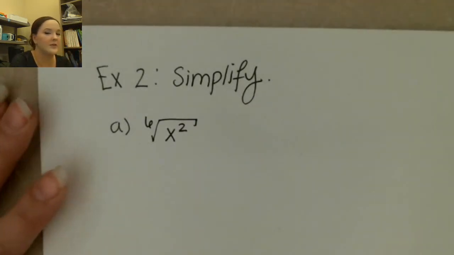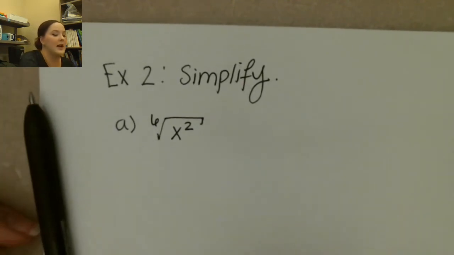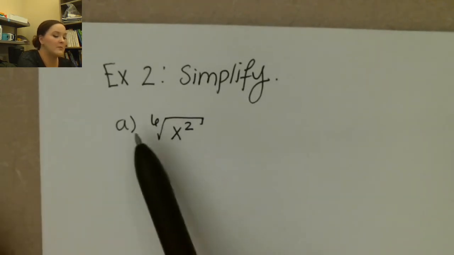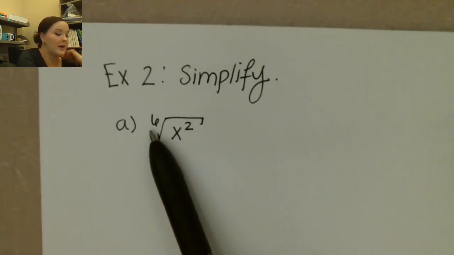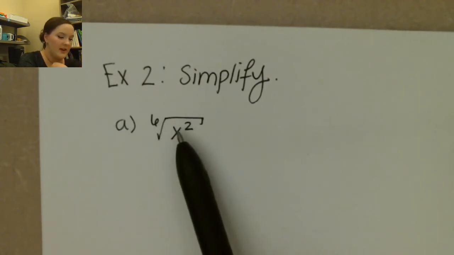Okay, so we have the 6th root of x squared. Now you can't simplify this by taking out any powers of x, right? Because the exponent here is smaller than the index, okay? So you can't use traditional simplification methods to simplify that.